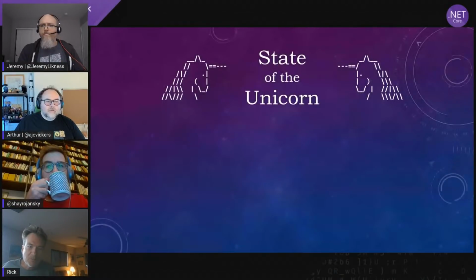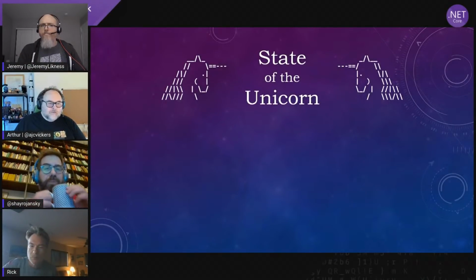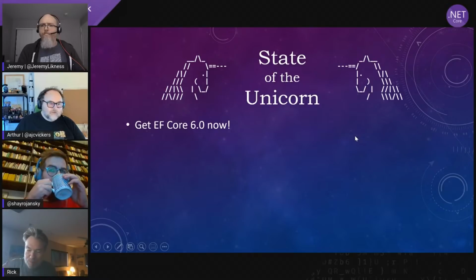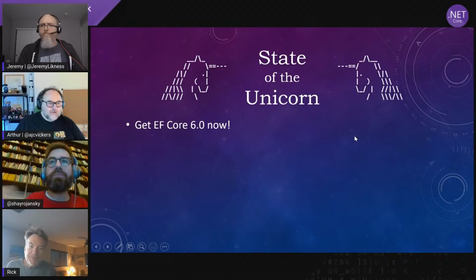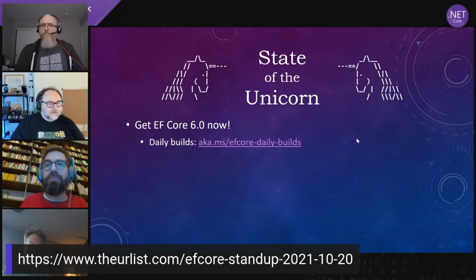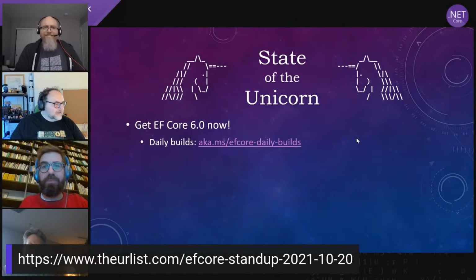Before we get started on that, let's just do a quick look at what's going on in the world of the unicorn. EF Core 6.0, get 6.0 now, the GA version pretty much. It's only in a daily build, but you can get it now. We're not really adding anything more to it. We're pretty much at this time where if it doesn't melt down your computer, then it's not going into GA.